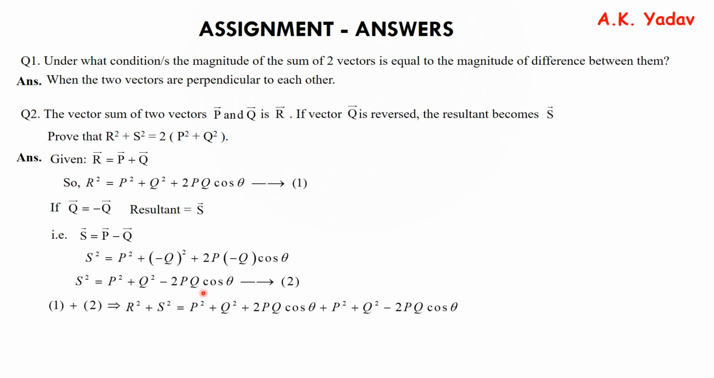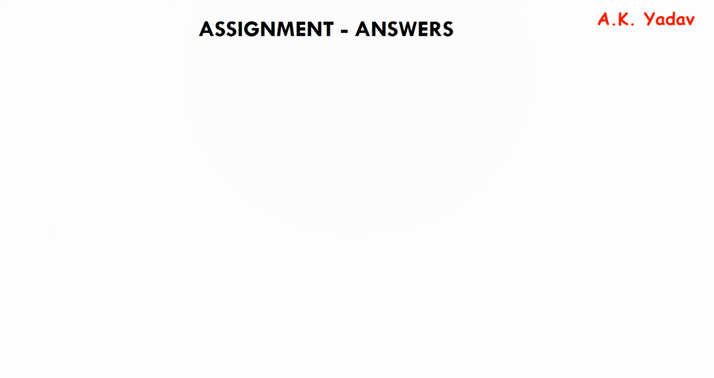Adding equation 1 and 2, we get R square plus S square is equal to P square plus Q square plus 2PQ cos theta plus P square plus Q square minus 2PQ cos theta, which gives R square plus S square is equal to 2P square plus 2Q square, or R square plus S square is equal to 2 in bracket P square plus Q square. This is what we have to prove.